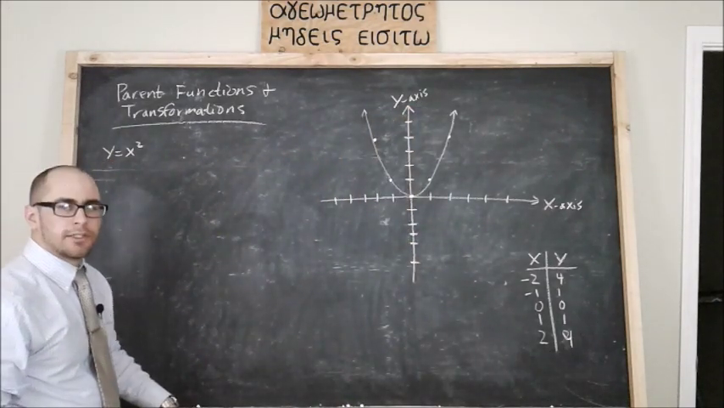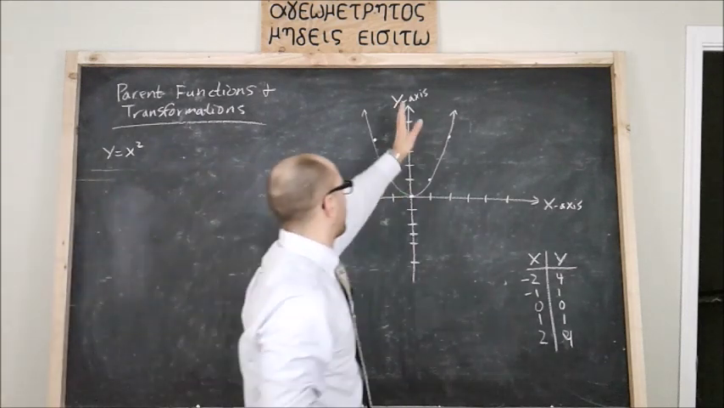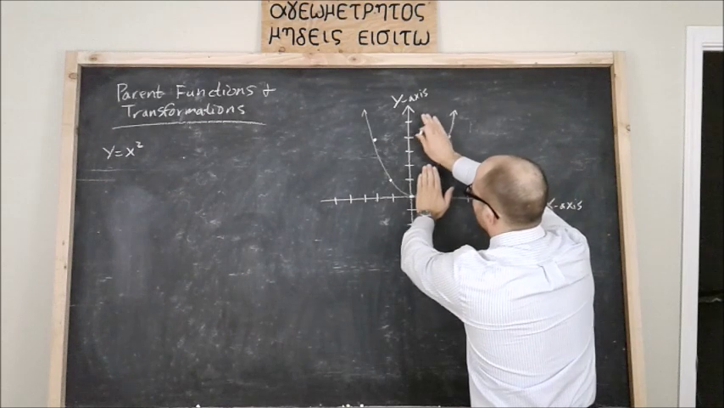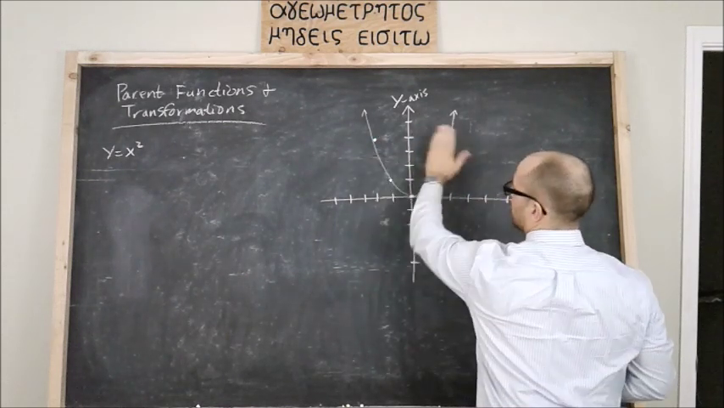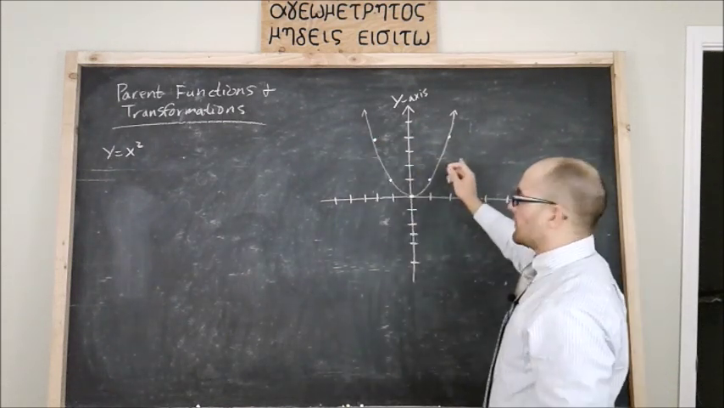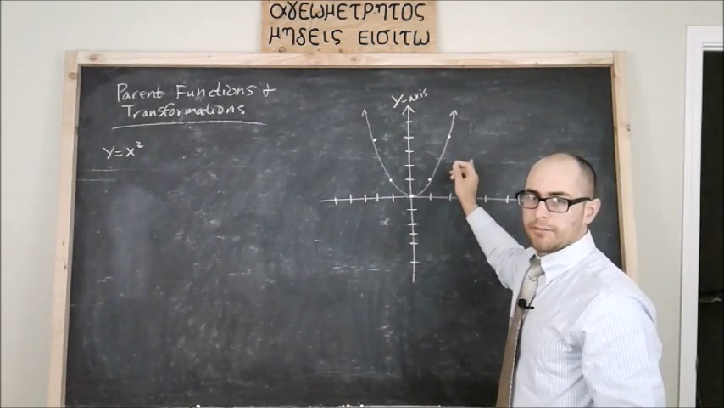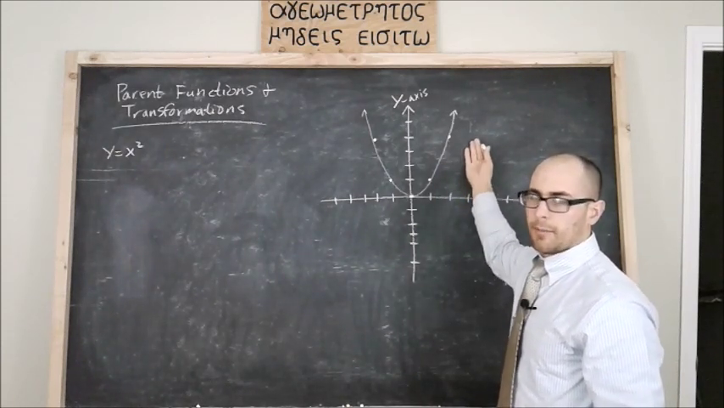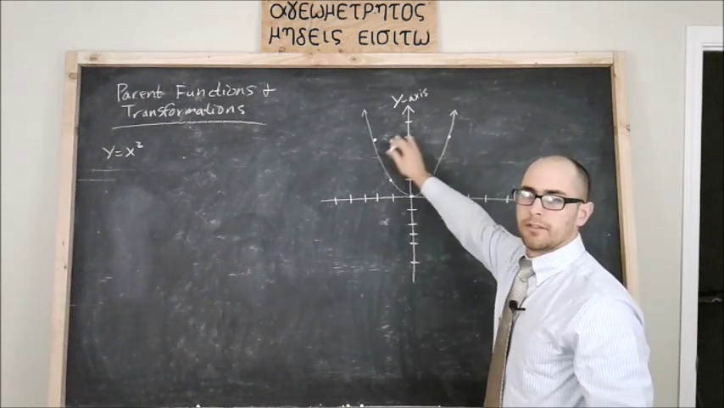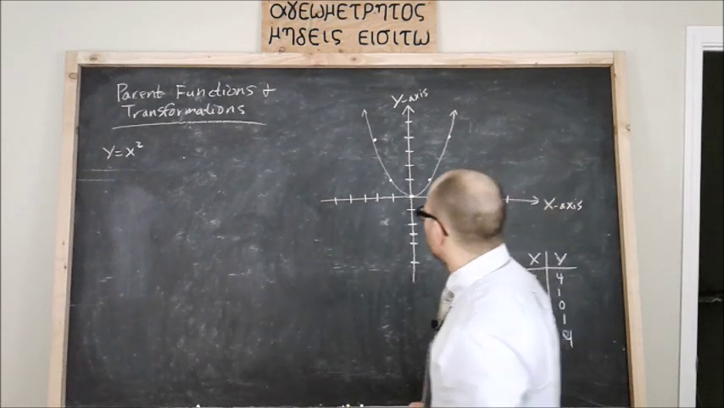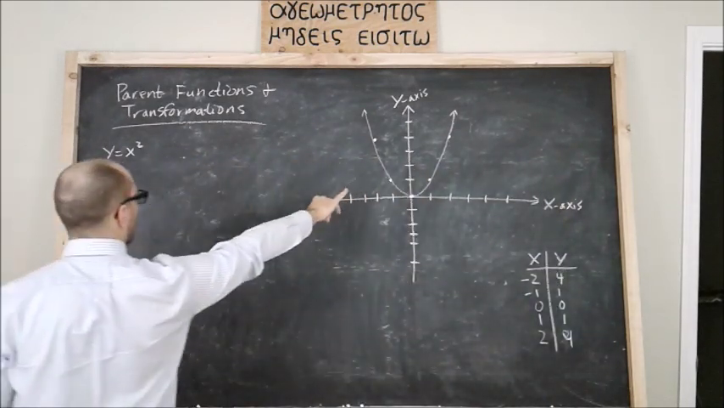Notice it's symmetric about the y-axis. It's like if I were to hold a mirror, it would be symmetric. You might hear the term even function. This is an even function because it is symmetric about the y-axis. It's got that mirror symmetry. So if that ever pops up. Okay, so that's my parent function.